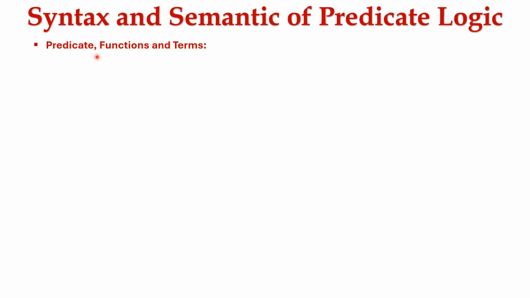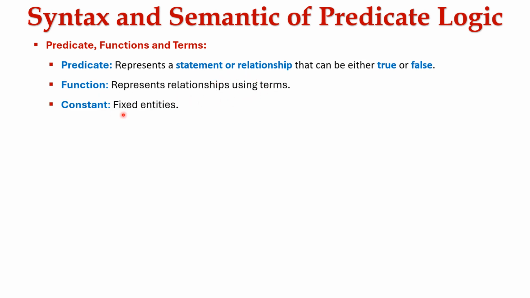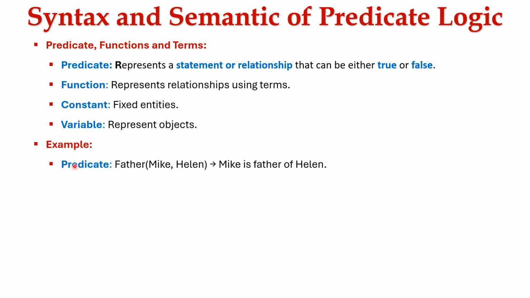Now let's learn about predicates, functions and terms. A predicate represents a statement or relationship that can be either true or false. A function represents the relationship using the terms. A constant represents fixed entities. A variable represents objects. Let's have an example. First comes predicate. The example is father of Mike, Helen. This represents that Mike is the father of Helen. So this specifies the relationship. This can be either true or false.